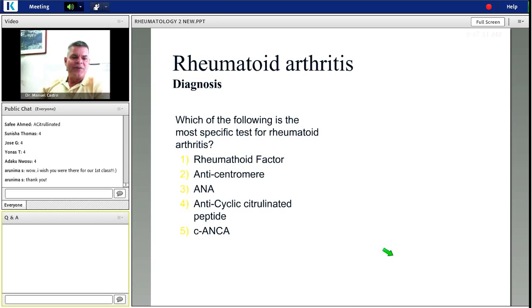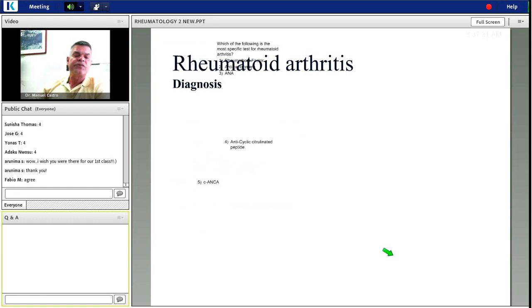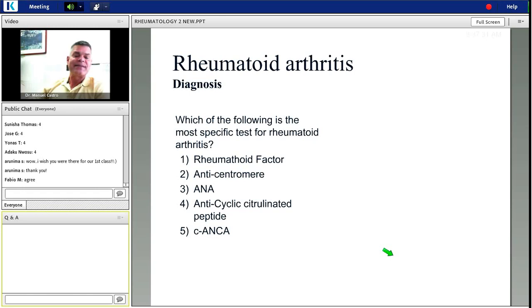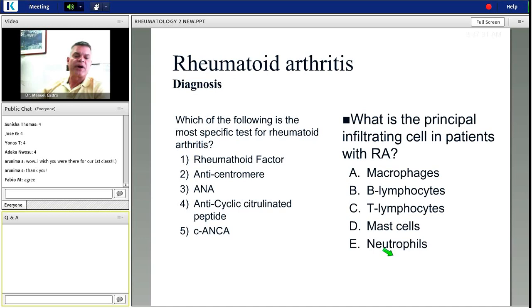You're welcome. So now let's talk about anti-cyclic citrullinated peptide. It is a great test to confirm the diagnosis if you were in doubt, okay? That is going to confirm your diagnosis. So it's very important to know that piece of information because you are going to be asked that kind of question. What is the best test? What is the most diagnostic test for rheumatoid arthritis, right?